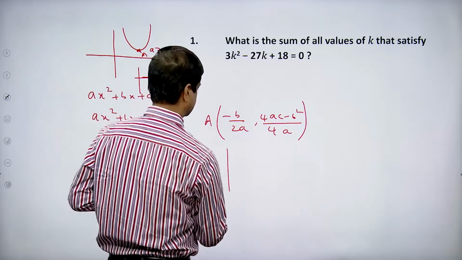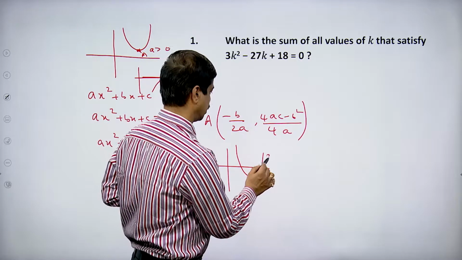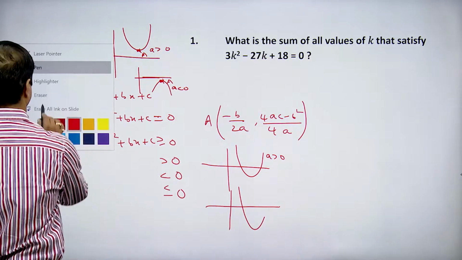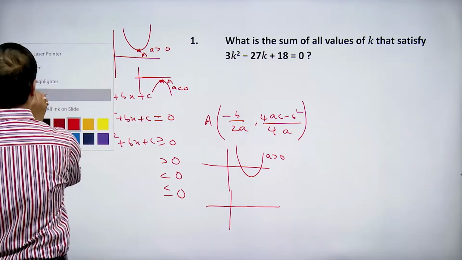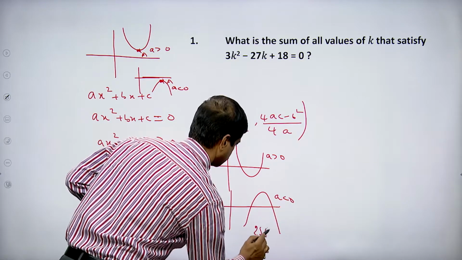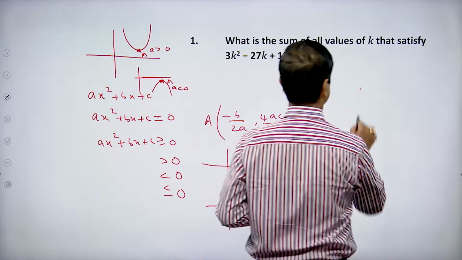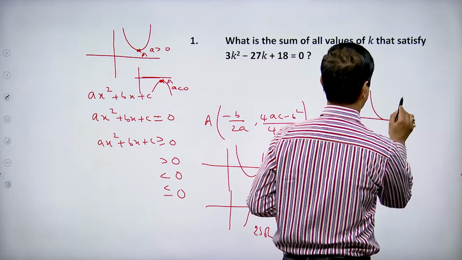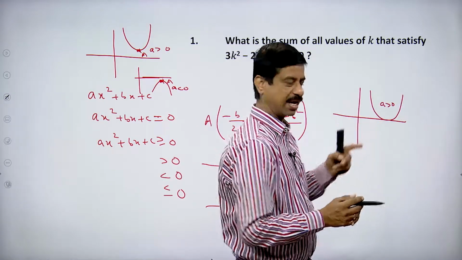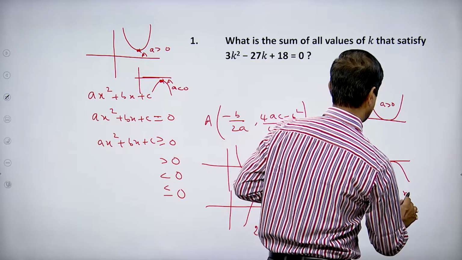If it is like this, it is having two values of x. It is cutting the x-axis. So a is greater than 0, or a is less than 0. Two real solutions. Okay. If the curve is like this, touching, then it has one real solution. Whenever it is upward, a is greater than 0, and like this, a is less than 0. One real solution, or the roots are equal.